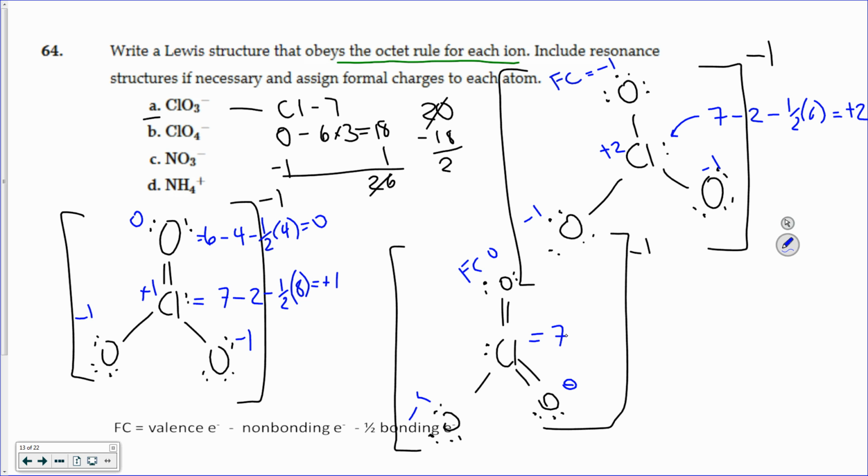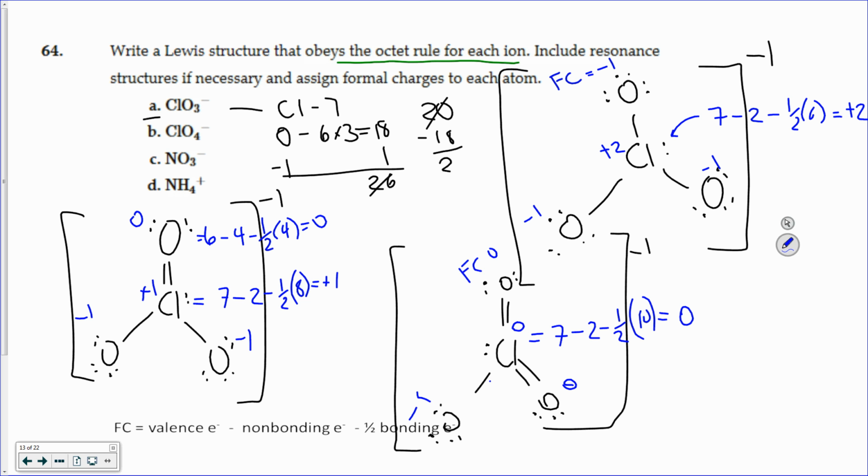So it's 7 minus 2 less 1/2 of how many electrons are bound to it. So 4, 4, 2, 10. It's a formal charge of 0. So now that is an expanded octet. It's got more than 8, but when you go one row down, these guys are sometimes allowed to have that many electrons around the central atom.